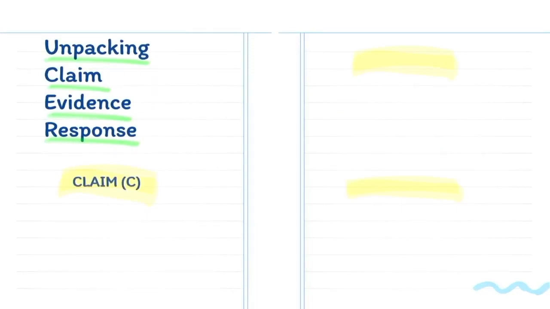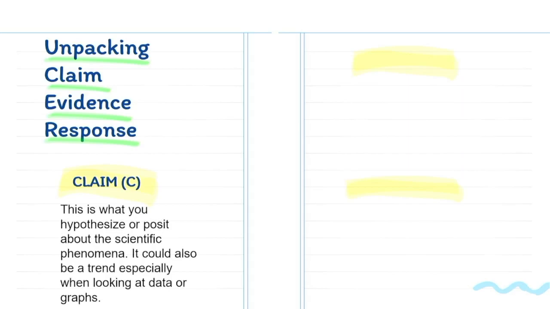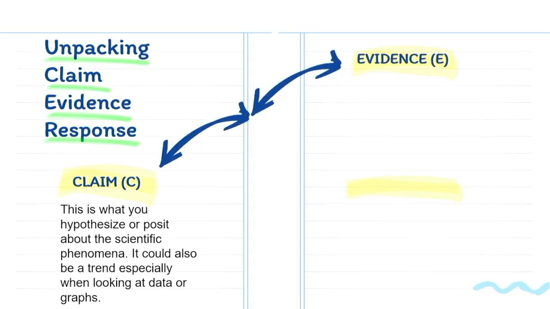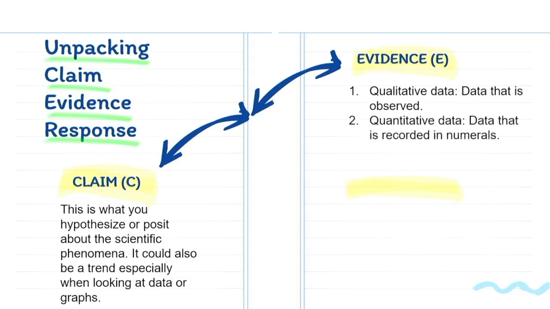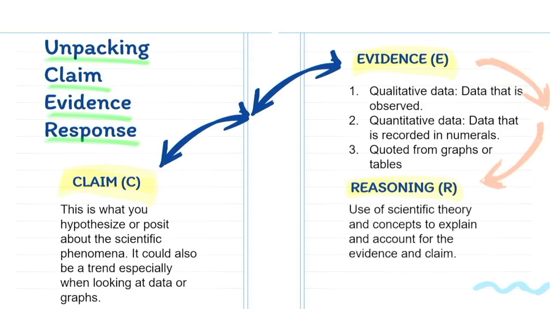First up, it's claim. This is what you hypothesize or posit about the scientific phenomena. It could also be a trend, especially when looking at data or graphs. This is backed up by evidence. This can come in three forms: qualitative data, which is data that is observed; quantitative data, which is data that is recorded in numerals; or data quoted from graphs or tables. This is underpinned by reasoning, which is the use of scientific theory and concepts to explain and account for the evidence and claim. This then proves the claim that we have made originally.